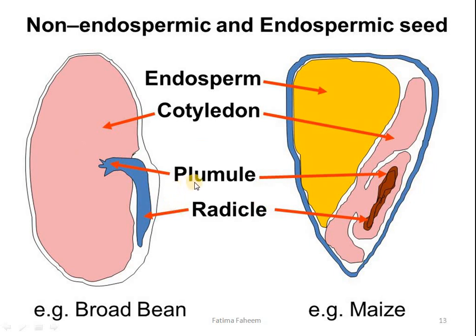Then we have a plumule, which is the growing shoot. Both are labeled. Radicle is a growing root. Cotyledon can be seen in bean and as well as in maize, where it is single. Endosperm is present in endospermic seed while it is absent in non-endospermic seed, which is the bean.